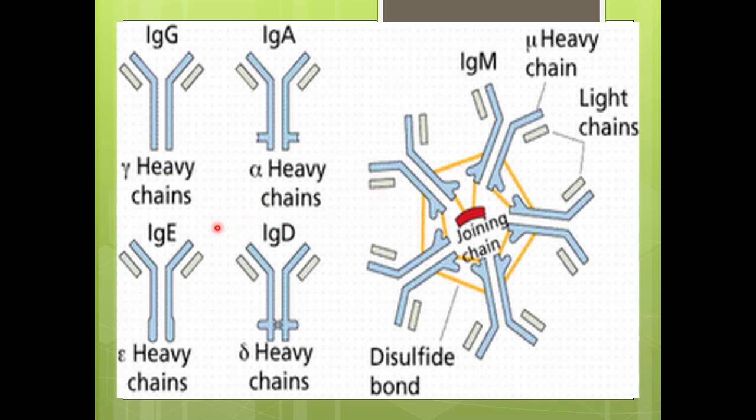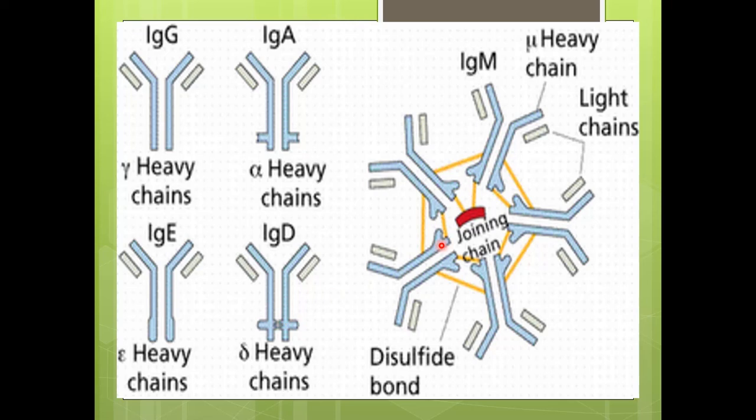This diagram shows us different classes of antibodies. IgG antibodies are the most numerous, making up 75% of the immunoglobulins present in the plasma. IgA antibodies are secretory antibodies present in the body secretions. IgE antibodies are involved in allergic reactions, and IgD antibodies are present in the cell membranes of immature B cells and in very small quantity in the plasma.